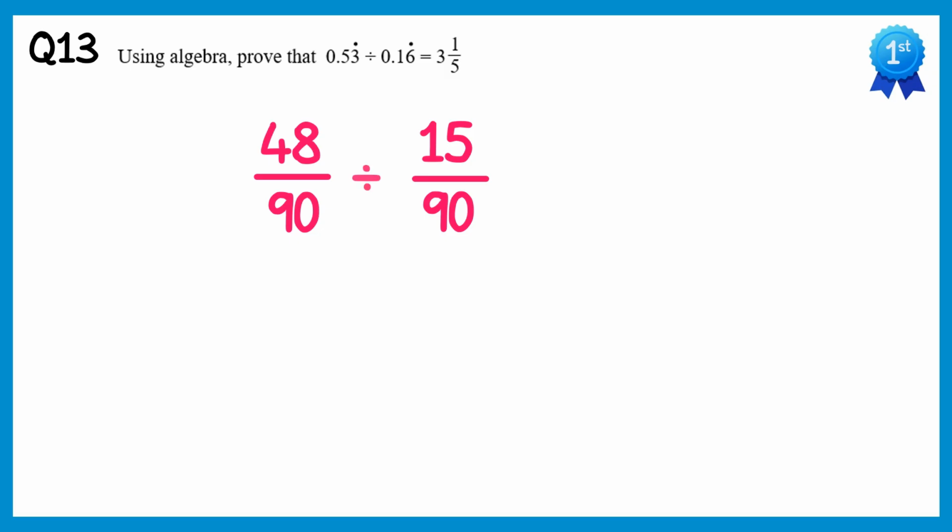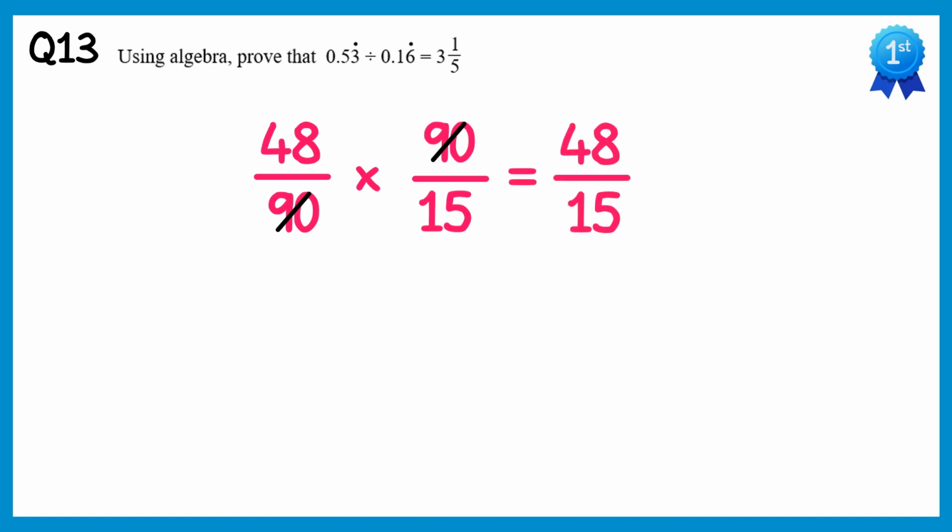And we need to divide these. In order to divide them, we're going to change it to a multiply and take the reciprocal of the second fraction. You can then cancel these 90s, which is why I suggested not simplifying them earlier, and you just get 48 over 15. You can divide both of those by 3, so when you simplify it, you get 16 over 5, and then if you convert that into a mixed number, you get 3 1/5, which is what we needed to show.